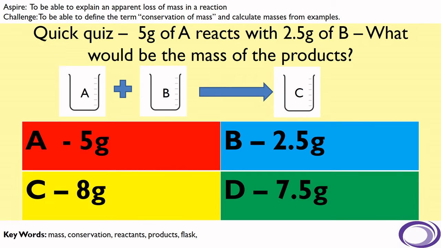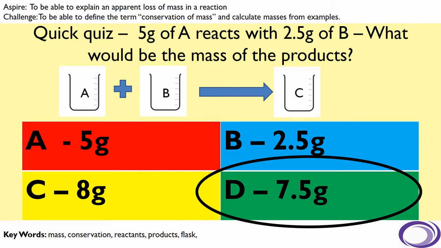Next question. 5 grams of A reacts with 2.5 grams of B. What would be the mass of the products? Would it be A, 5 grams, B, 2.5 grams, C, 8 grams, or D, 7.5 grams? And the answer is D, 7.5 grams.